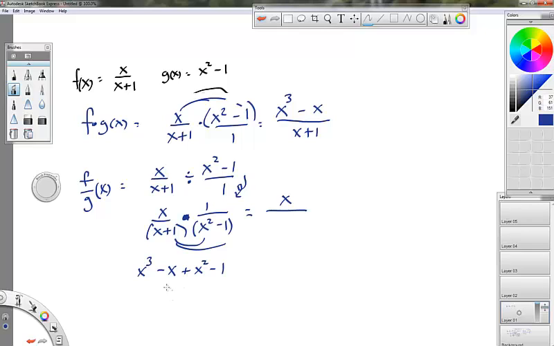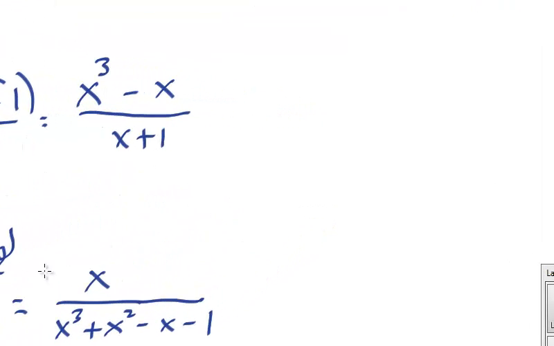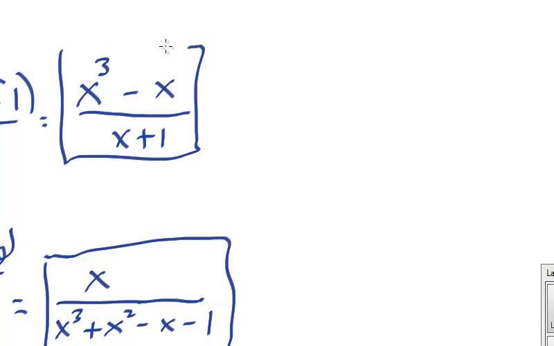And if we put that back in order, it would be x cubed plus x squared minus x minus 1, and that would be stuck back up here for your final answer, plus x squared minus x minus 1. And that's pretty much it. There's your f over g, your f times g, and that's it.